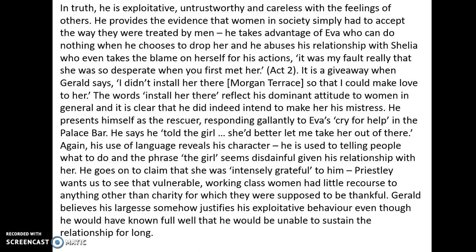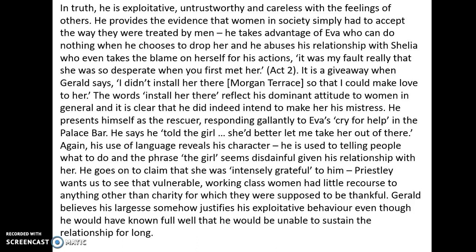He presents himself as the rescuer, responding gallantly to Eva's cry for help in the palace bar. He says he told the girl she'd better let me take her out of there. Again, his use of language reveals his character. He is used to telling people what to do, and the phrase "the girl" seems disdainful, given his relationship with her. He goes on to claim that she was intensely grateful to him.